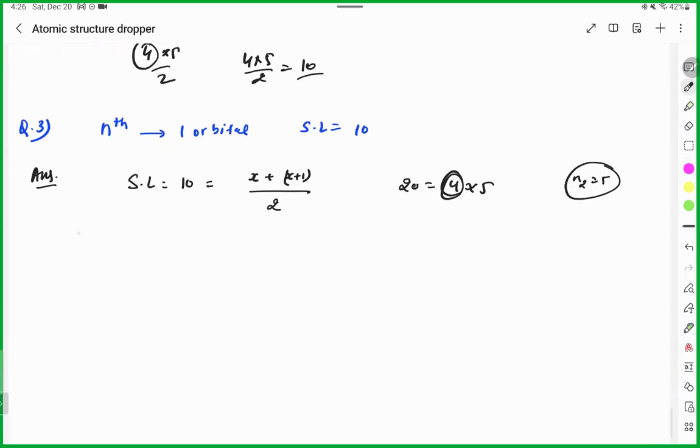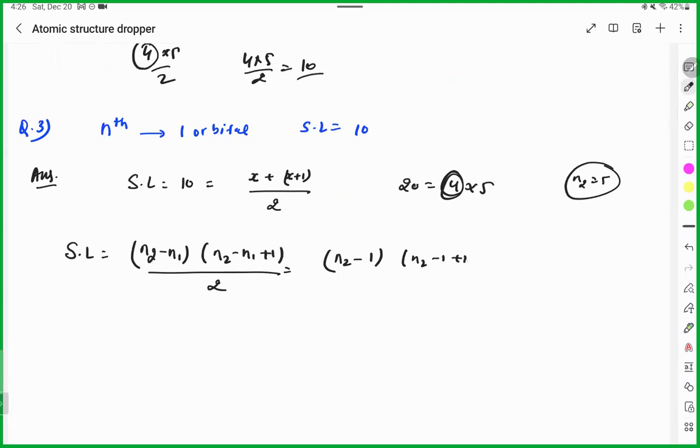And if you want to do it from scratch, put the simple formula: n2 minus n1, n2 minus n1 plus 1, divided by 2. Example, n1 is 1, so n2 minus 1, n2 minus 1 plus 1, divided by 2 is equal to 10. This cancels. Okay, 2 will go to the other side: n2 minus 1 and n2 will be equal to 20.